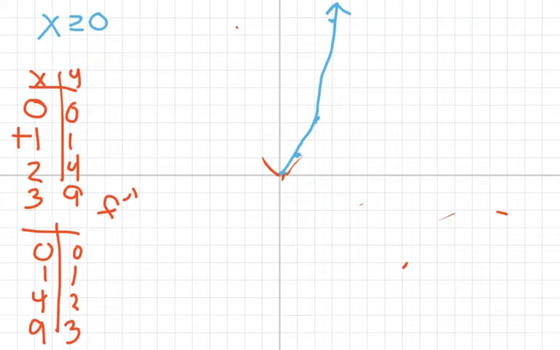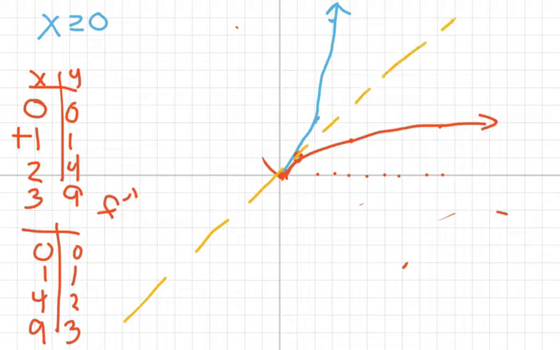And when I draw that, 0 goes to 0 again. 1 is going to go to 1, so we're still here. But 4 then goes to 2. 1, 2, 3, 4. And 9, 5, 6, 7, 8, 9 goes to 3. So it would be like this. That's the inverse, and that means it reflects over y equals x. Okay?